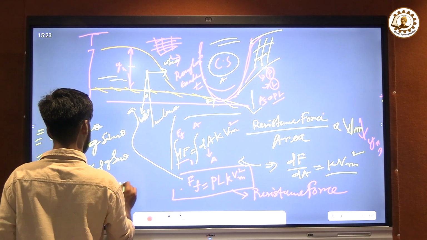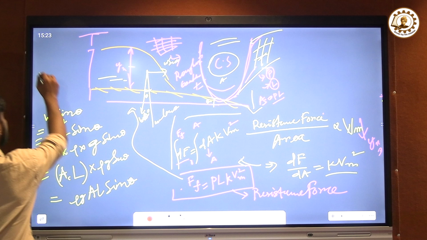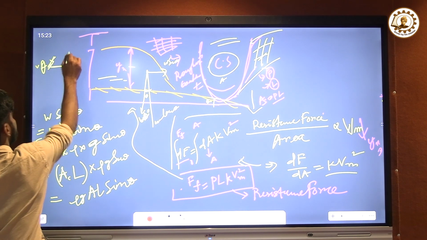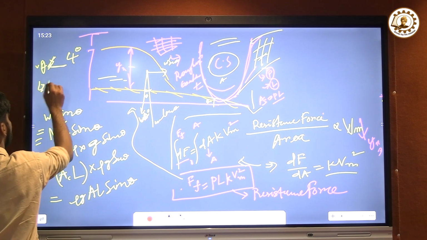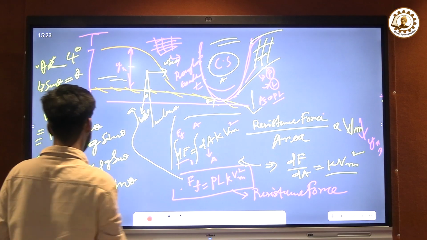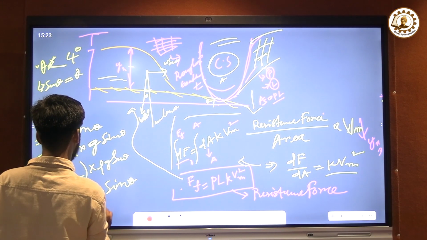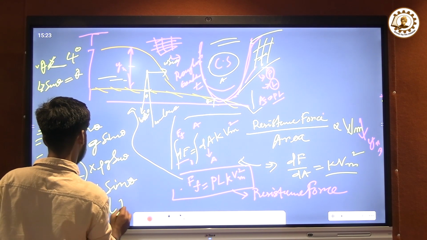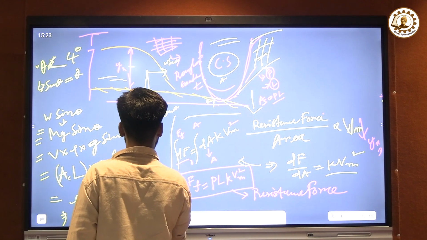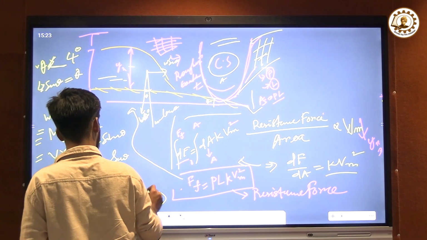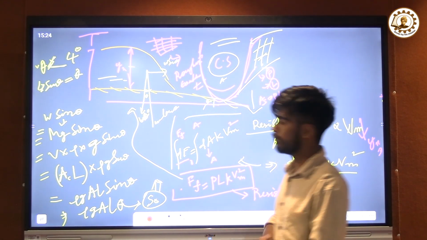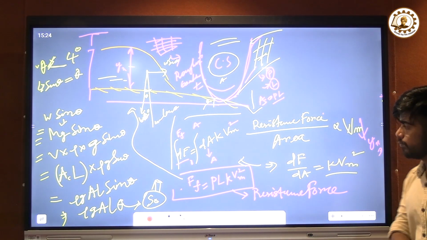sin theta. Now if the value of this theta is less than 4 degrees, then sin theta will be approximately the value of theta, so we can write rho g A L theta, where that theta will be equal to S0, which is the value of this bed slope. Clear?